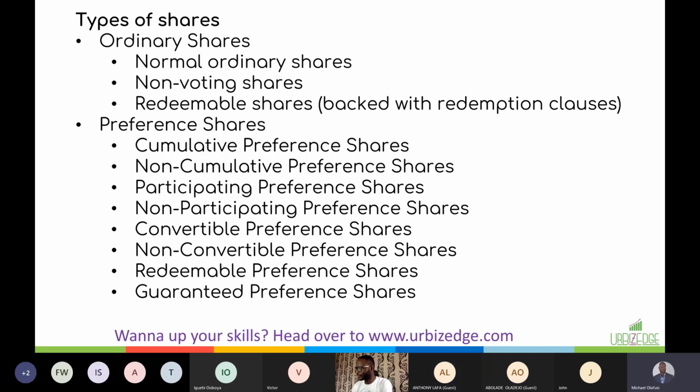Then I go to the non-participating preference shares. Why all these things are broken down is not because they are exclusive. They are broken down so that you will understand them naturally. So in a particular shareholding structure, you could have a preference share that is a combination of these, where you will say it's redeemable, where you will say it's non-cumulative, and where you will say it is convertible.